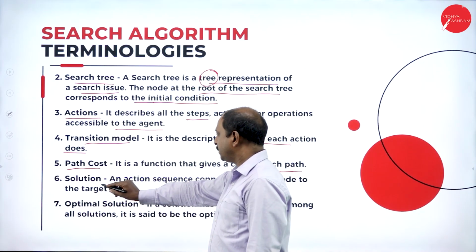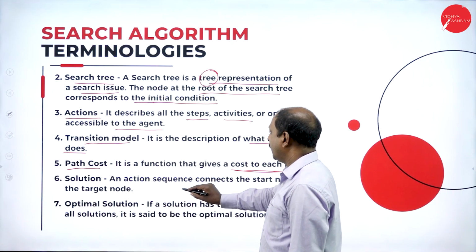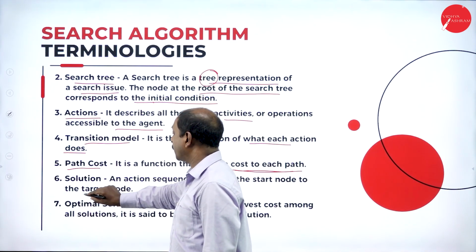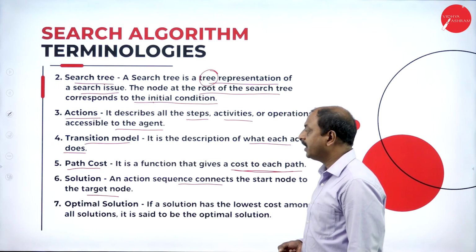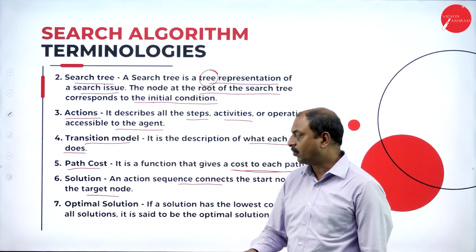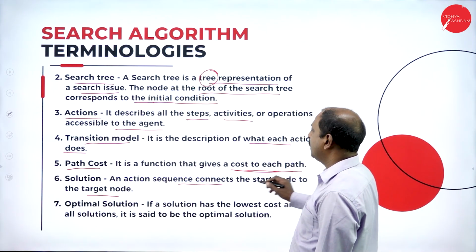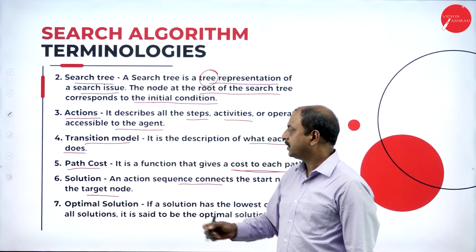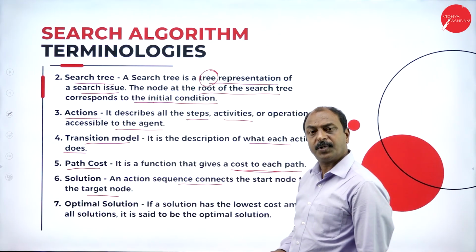Next one is solution. What is a solution? The action sequence that connects the start node to the target node. So what is the solution? It is a step-by-step procedure to solve a problem or to reach a goal. So from the start till the target node, the steps involved are nothing but the solution to the particular problem.